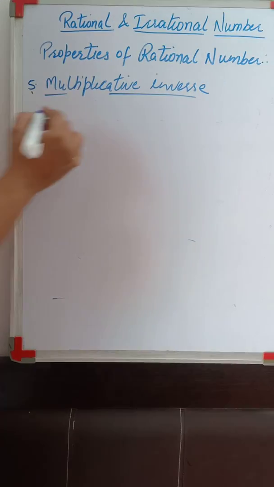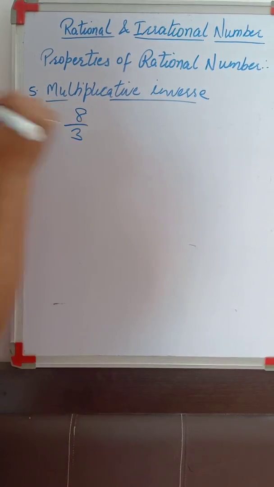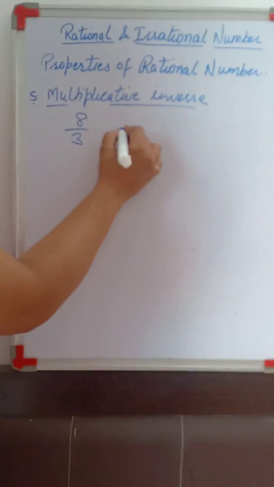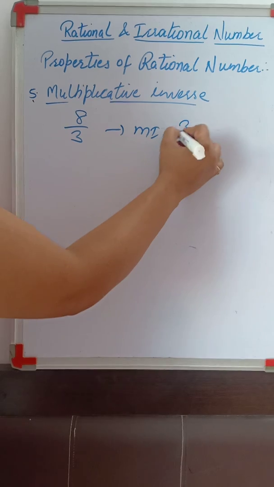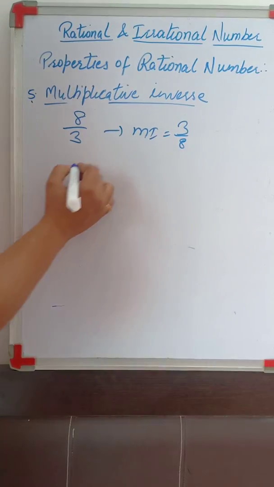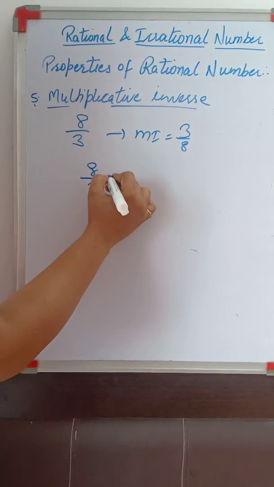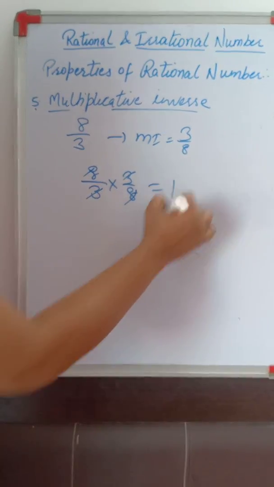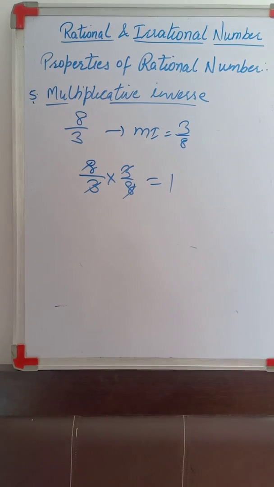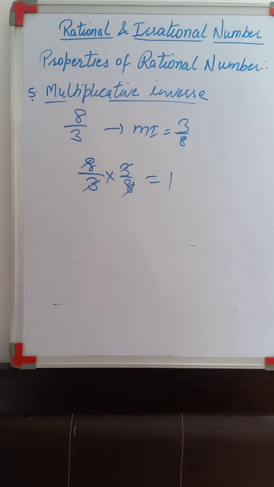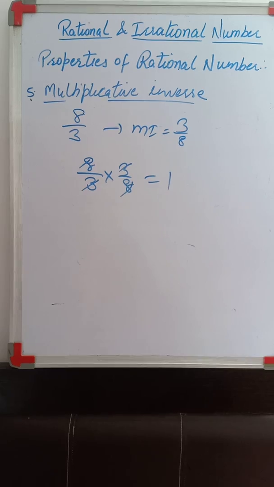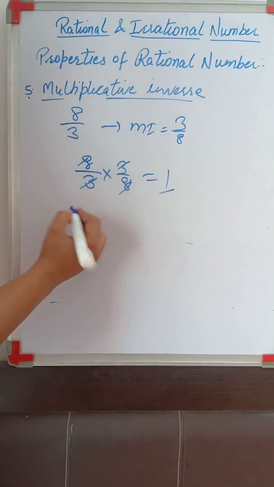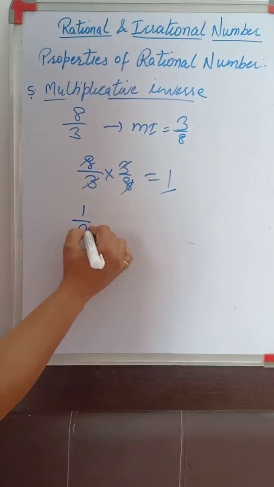For example, if I have 8 by 3, what is its multiplicative inverse? Its multiplicative inverse will be 3 upon 8. Why? Because if I multiply 8 by 3 into 3 by 8, what will the answer be? 1. That means the multiplicative inverse is that number which, when multiplied with the number itself, gives the answer 1.